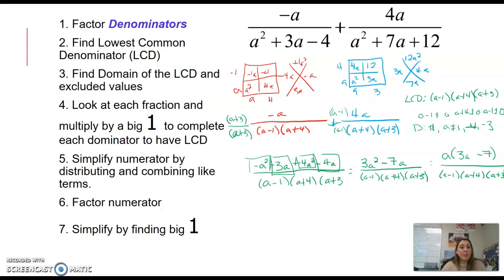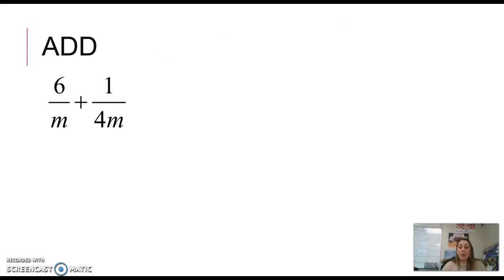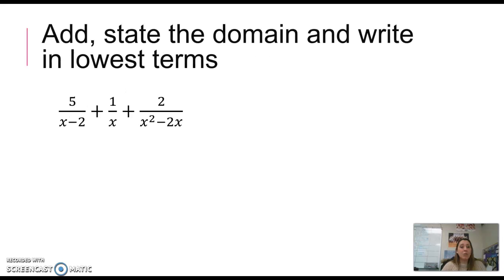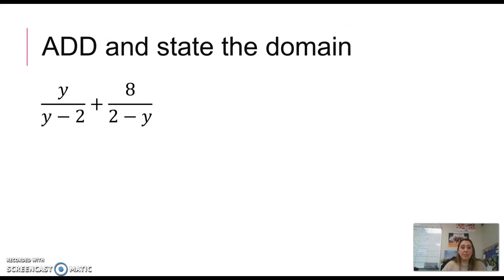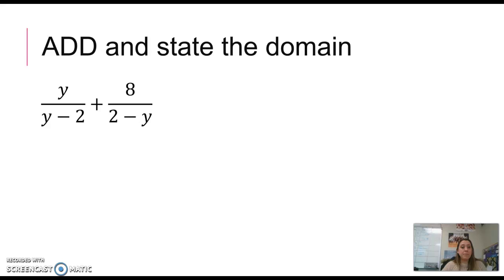So that one was a bit of a doozy. If you have any questions, go ahead and get these in your notes. These are the examples we did in class. I will put the answers in really quick, so you can check them, but I do want you to get these in. So 6 over m plus 4m, y over y minus 2 plus.